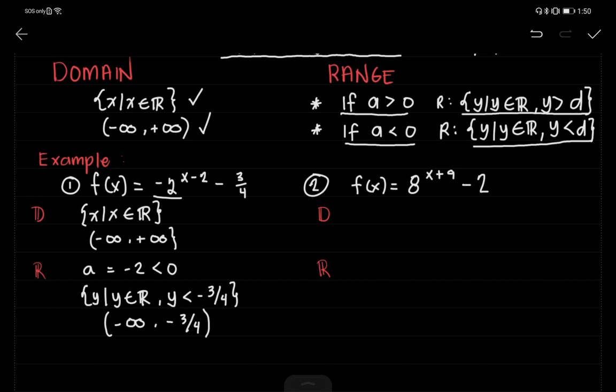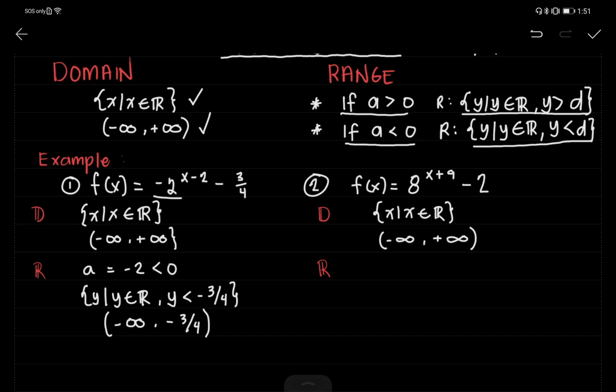Next naman natin is yung f of x natin, which is equal to 8 raised to x plus 9 minus 2. So ang domain natin is the set of all real numbers. Okay? So same as usual, or we can express this as from negative infinity up to positive infinity.